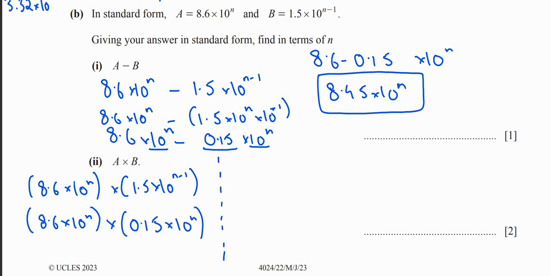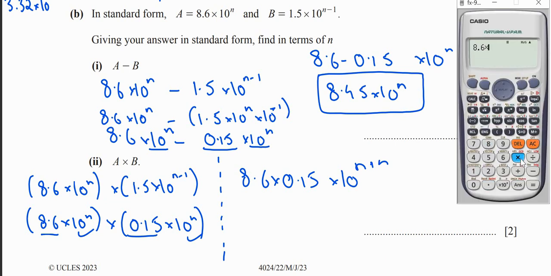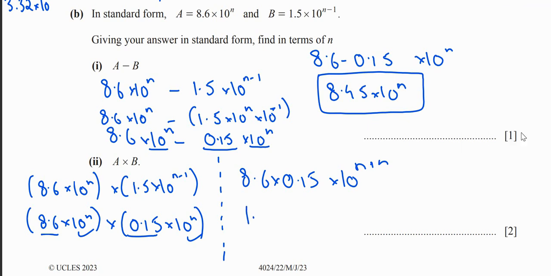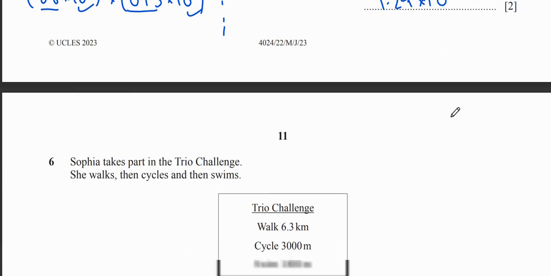Now what will I do? 8.6 multiplied by 0.15, and this becomes common. 10 raised to power N multiplied by 10 raised to power N, and because we are multiplying, the powers will be added, guys. Do remember that. Don't make this mistake. So 8.6 multiplied by 0.15 becomes 1.29. So it becomes 1.29 multiplied by 10 raised to power 2N. This is going to be your answer.